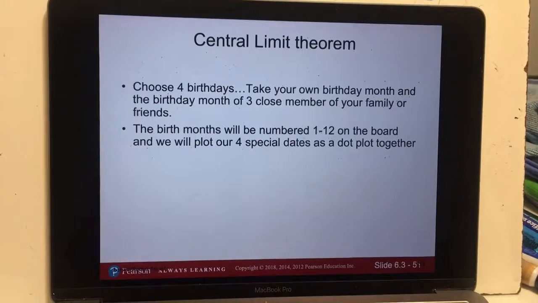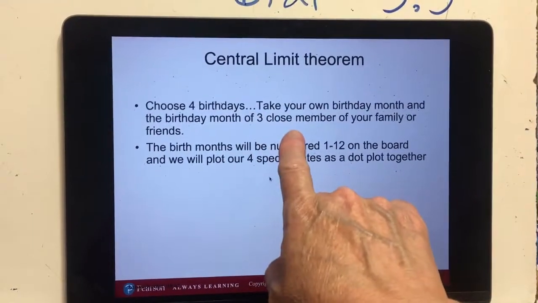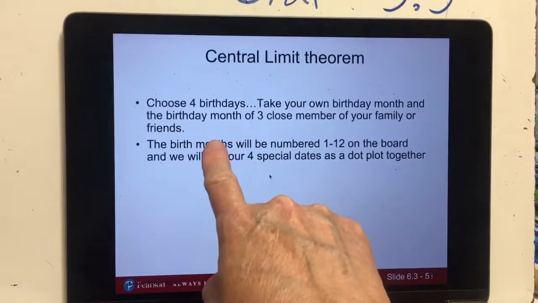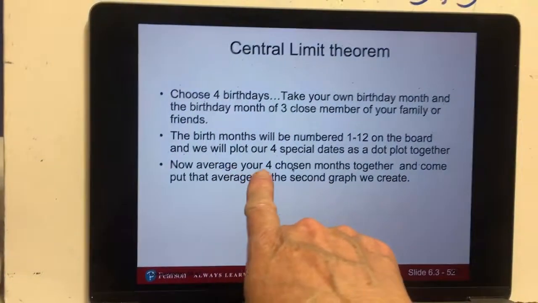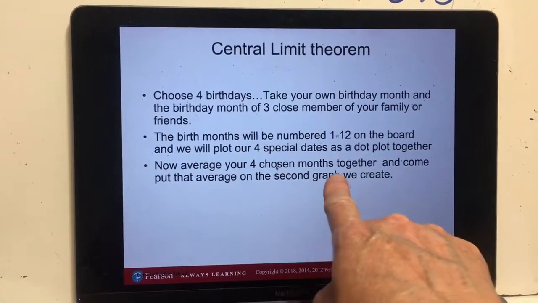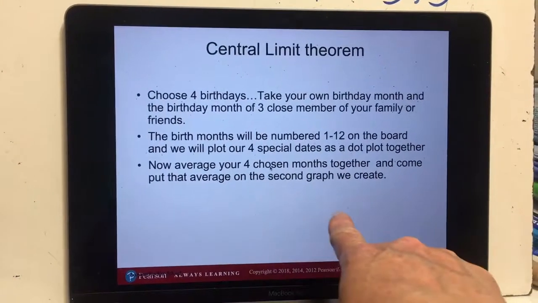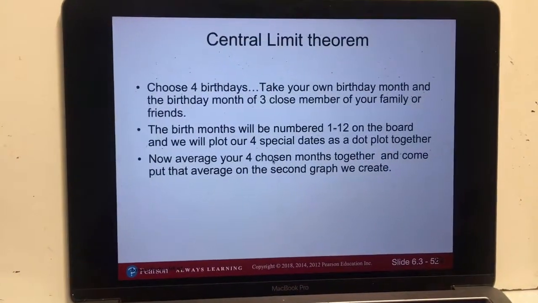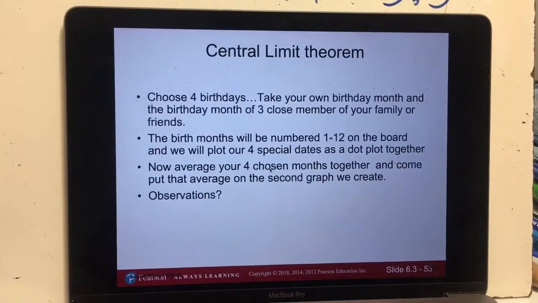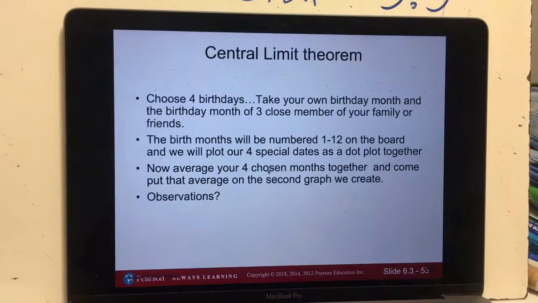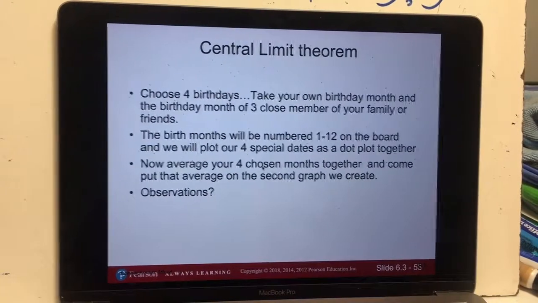But the cool thing is even though your own little 4 dates is not normally distributed, when we put all those dates on the board, each person is going to average their 4 chosen months together and put that average on the second graph that we create. And you're going to see that although the first graph is very hodgepodge and scattered, the second graph will appear to start to look normal, even with sample sizes of only 4.